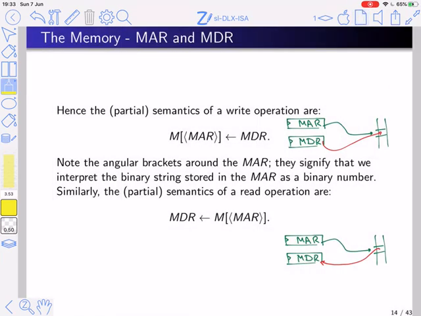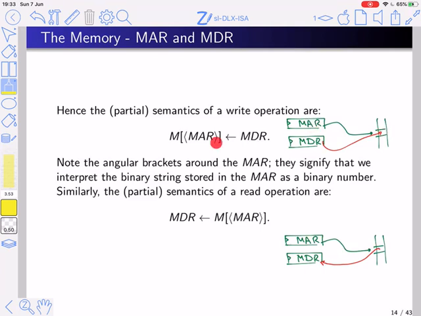Okay, for this purpose we want to introduce two special registers. The first register is the MDR, we talked about it, and the second register is the MAR, which stands for Memory Address Register. Now, what you do is you store the index of the memory cell that you want to access in the MAR.